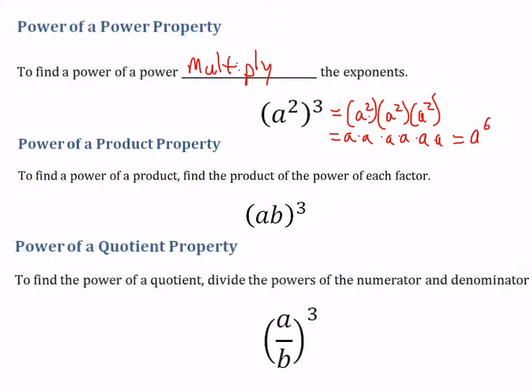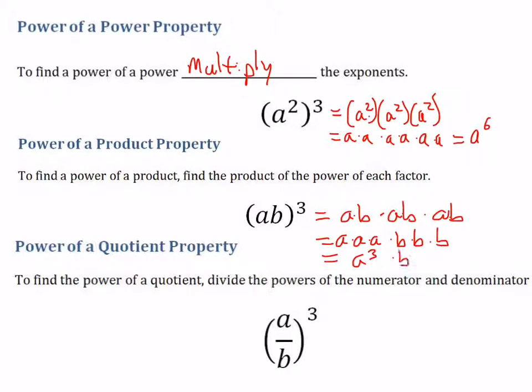What if we have a product to a power, AB to the 3rd power? Well, that's AB times AB times AB. And these are all just multiplication, a times b times a times b times a times b. So we really have a times a times a times b times b times b. We're allowed to flip them around with commutative property.